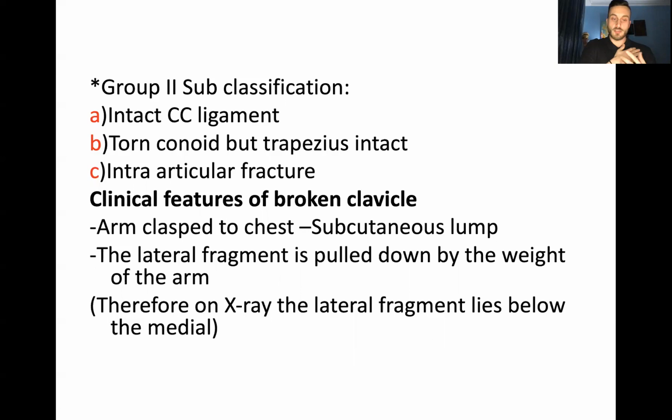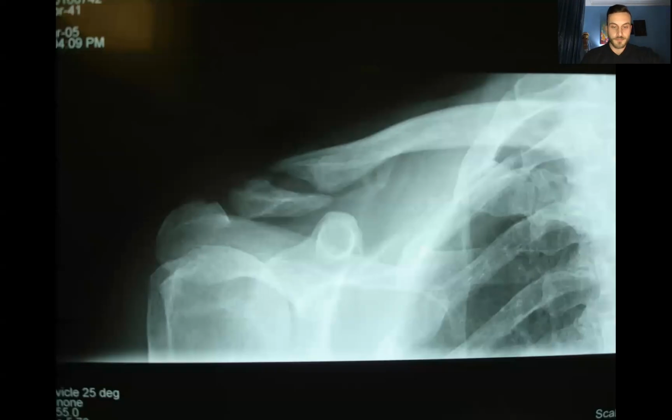So clinical features of broken clavicle, the arm is usually clasped to the chest. This is how the patient is coming to the emergency room. You can feel the subcutaneous lump. The lateral fragment is pulled down by the weight of the arm, the proximal or the medial by the sternocleidomastoid. So if you do an X-ray, you can see this is a fracture here.